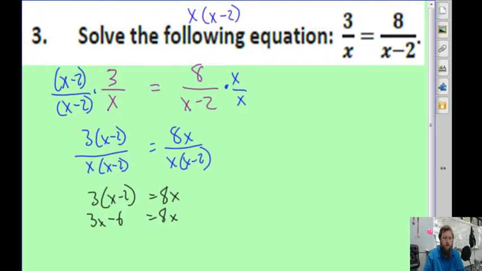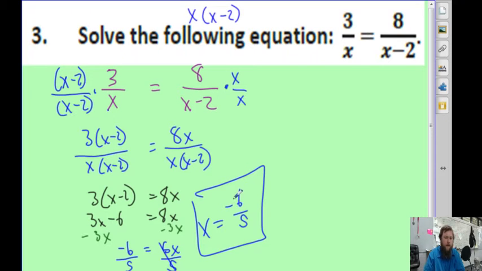And I'm going to subtract 3x from both sides. So what you're going to get when you do that is negative 6 equals 5x. Divide by 5. Cancel out those, so I get x equals negative 6/5. All right. Now let's verify using the other method.